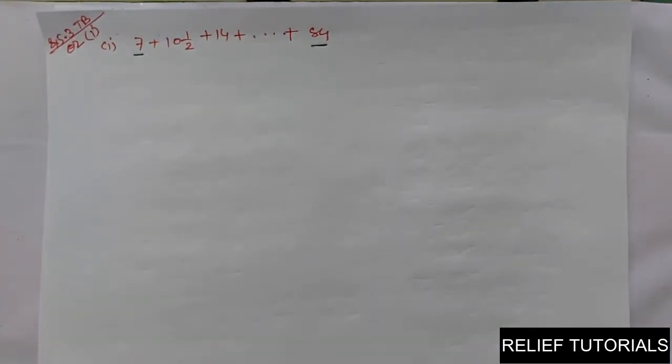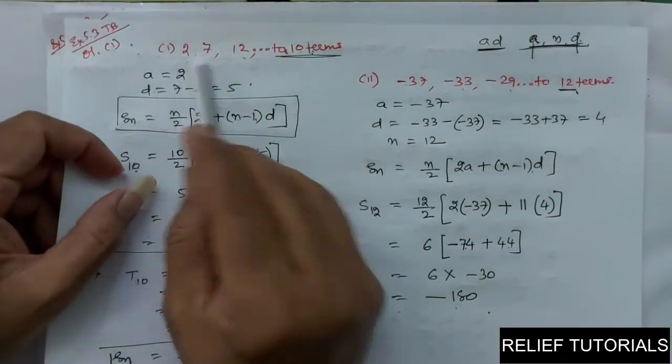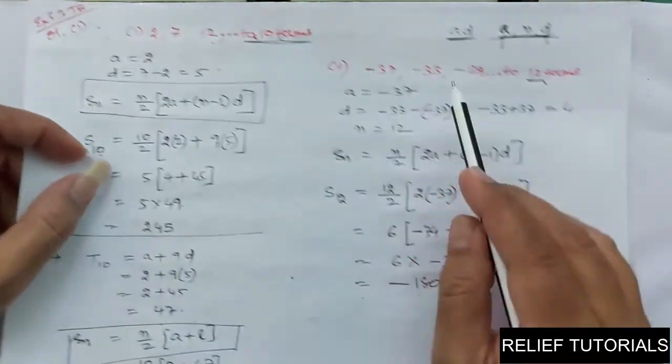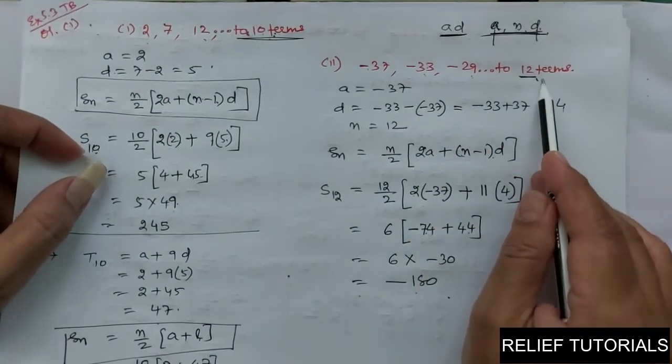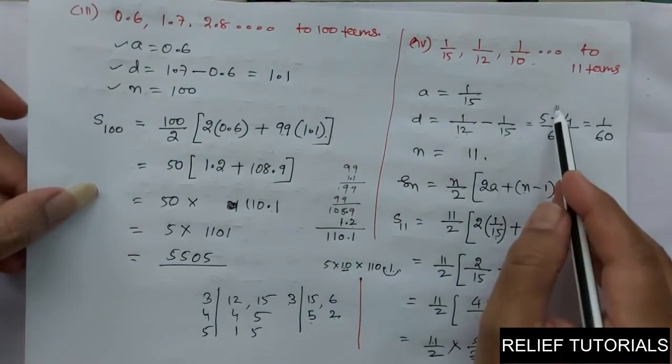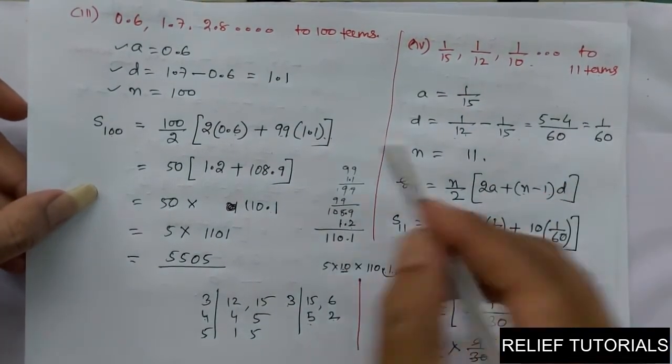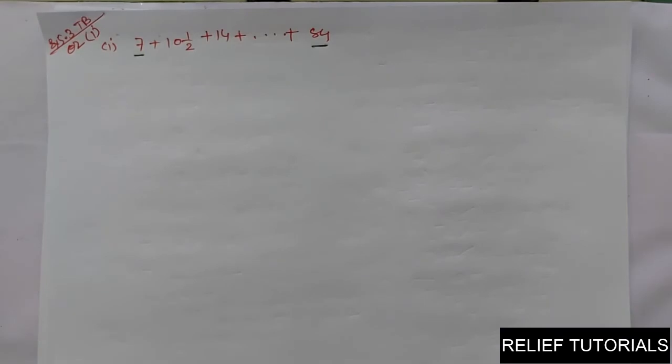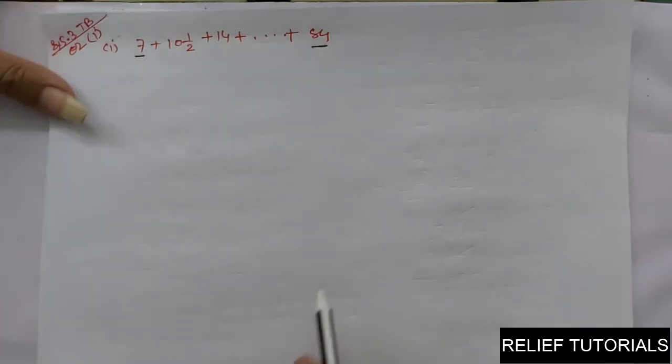In the previous problems, you might know that we have done four problems. In all those problems, n was given. See here. You want to find the sum up to 10 terms, so n is 10. Sum up to 12 terms, so n is 12. Sum up to 100 terms, so n is 100. Sum up to 11 terms, so n is 11. So here n was given, but here n is not given. The last term is given, but n is not given. So it is necessary that first we find n.